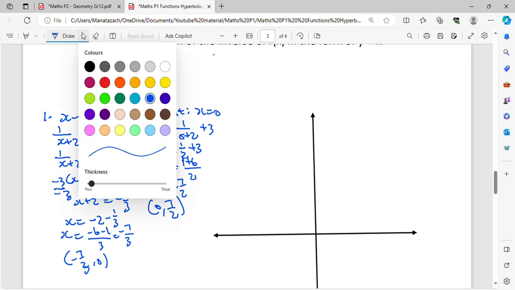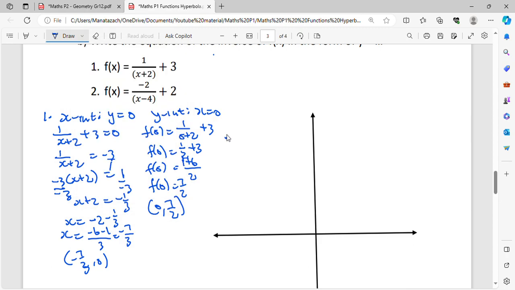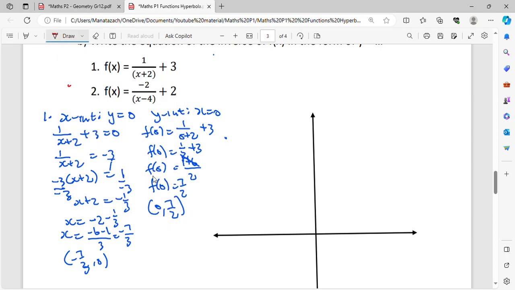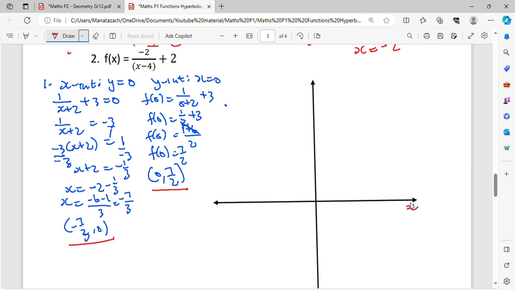Now let's choose a different color. Let's choose color red. Okay, red color. Y-intercept, x-intercept. Then for the asymptotes, this is basically the asymptote for y. Y is 3. And then for the x asymptote, we just change the sign, so x is equal to minus 2.